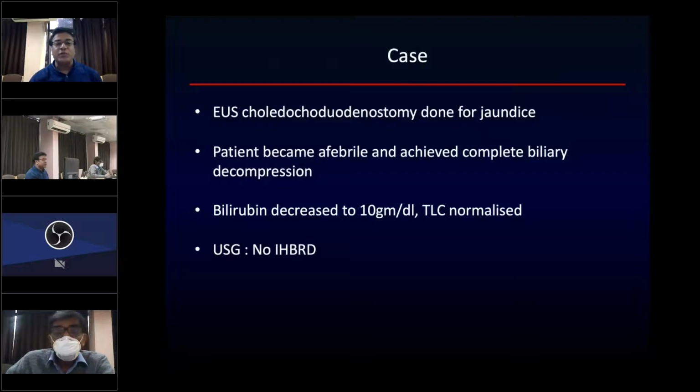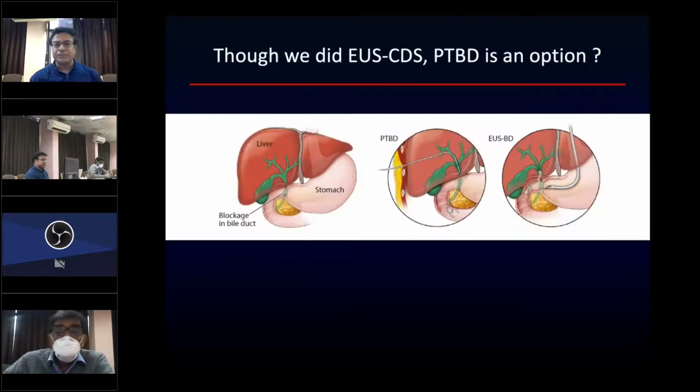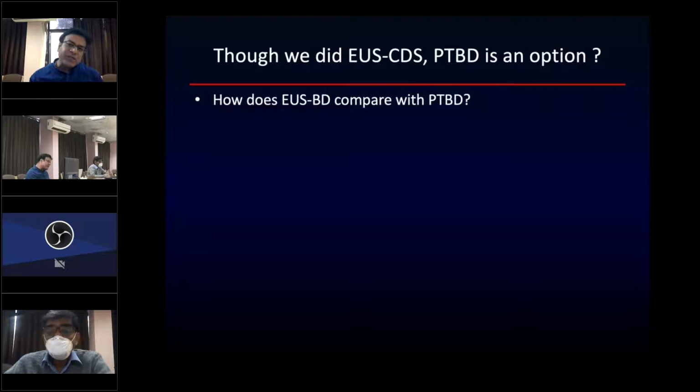This was primarily for palliation of jaundice. Patient became afebrile and achieved complete biliary decompression. Bilirubin decreased to 10 milligram per deciliter, TLC normalized, and ultrasound showed no intrahepatic biliary radical dilatation. So though we did a choledochoduodenostomy, what is traditionally done is a percutaneous transhepatic biliary drainage, and I'll come to the difference between these two.